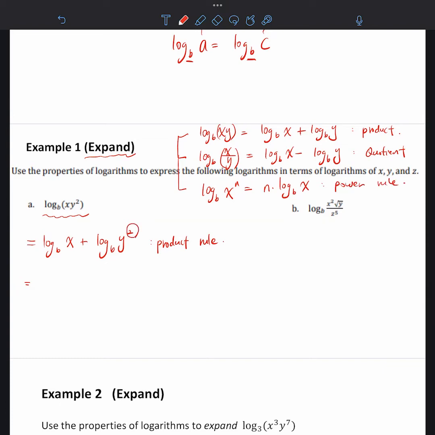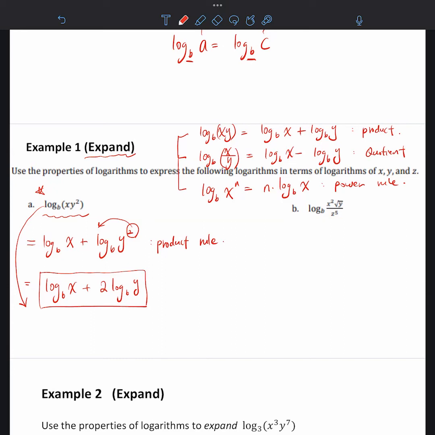So therefore, I can bring this one to the front. So log base b of x plus 2 log base b of y. So this is our final answer. You can expand this log expression this way. Okay, so this is how you use the product rule, power rule, and quotient rule. If we need, just check out the rules one more time.